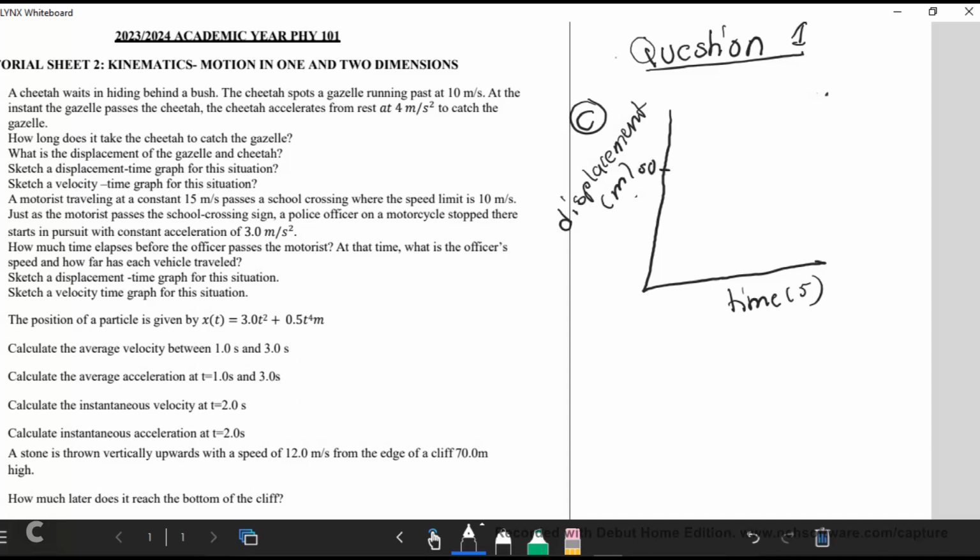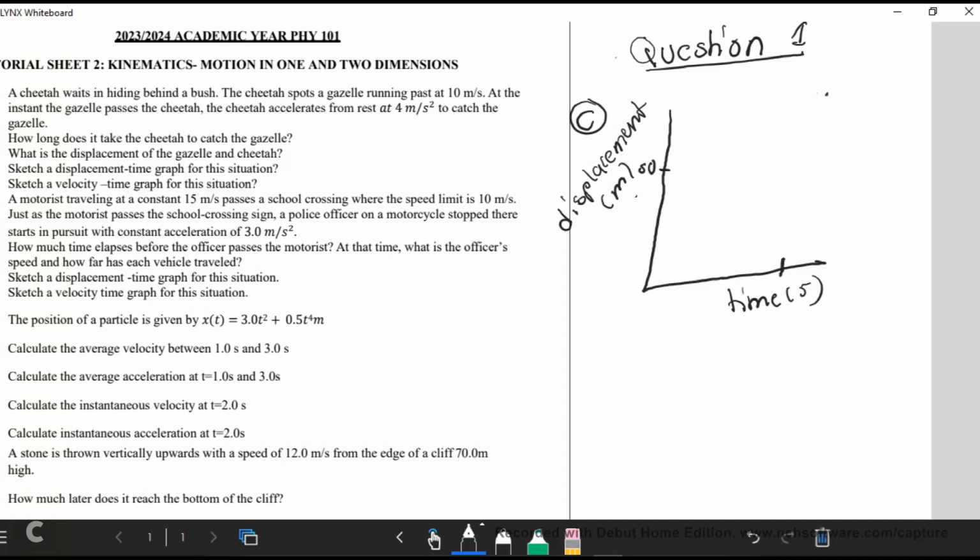right? How about the time at which this was caught? The time at which this was caught, we found it was 5 seconds. That's where it was caught.